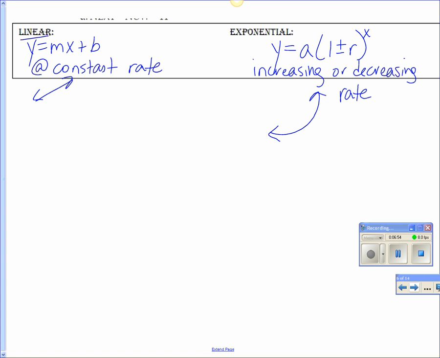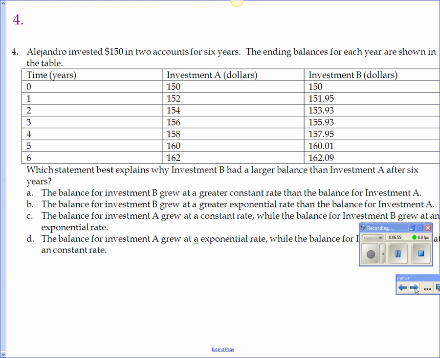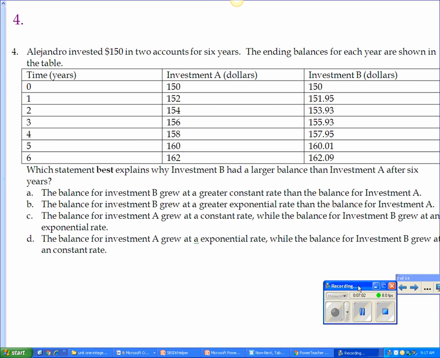Okay, so I know that's a lot to throw at you. Let me show you what it looks like in an actual problem. So we've got number 4, Alejandro, how do you pronounce that, somebody? Alejandro, thank you. Invested $150 in 2 accounts for 6 years. The ending balances for each year are shown in the table. Which statement best explains why investment B had a larger balance than investment A after 6 years? My answer choices talk about constant rate and exponential rates.